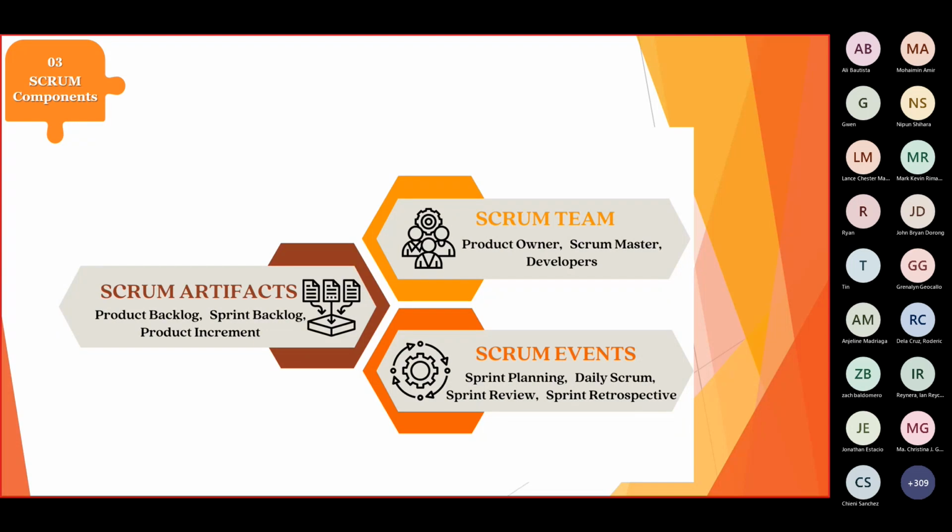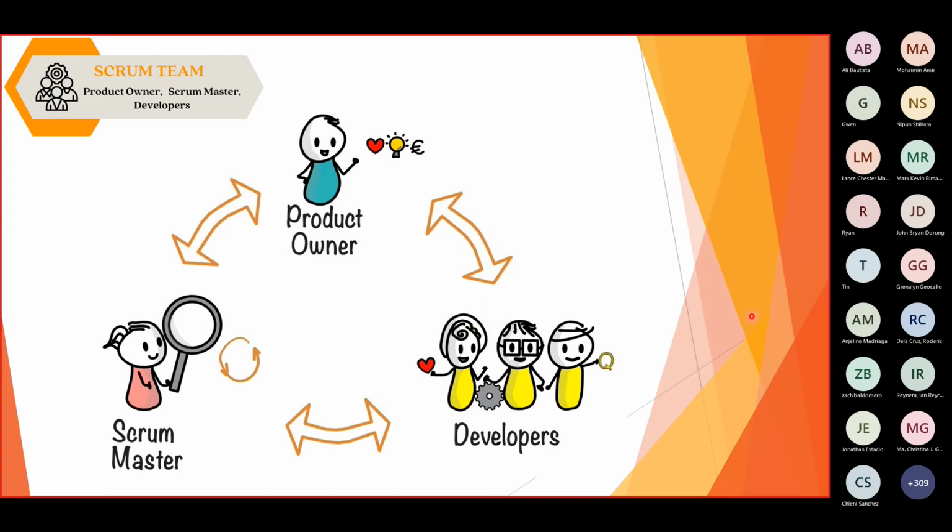Okay, so let's now start talking about the people, the Scrum team. We have it here on the next slide. We have the product owner, the Scrum master, and the developers for the Scrum team. We can envision the Scrum team as the fundamental unit of Scrum, similar to how the family is the basic unit of society, right? So we have here the Scrum team.